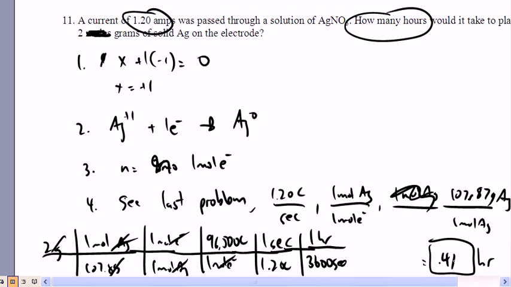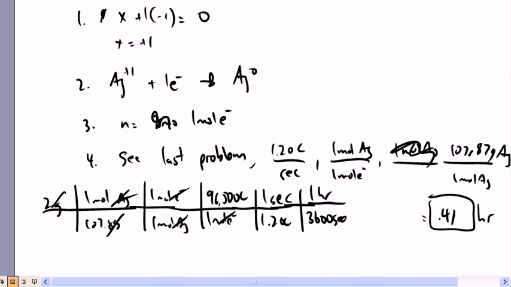Again, this calculator's ghetto. That might not be correct, but this process is what I'd like you to have down. I'm sorry for rushing through that, guys, but that should give you exactly what you need to know for all electroplating problems for the AP test.